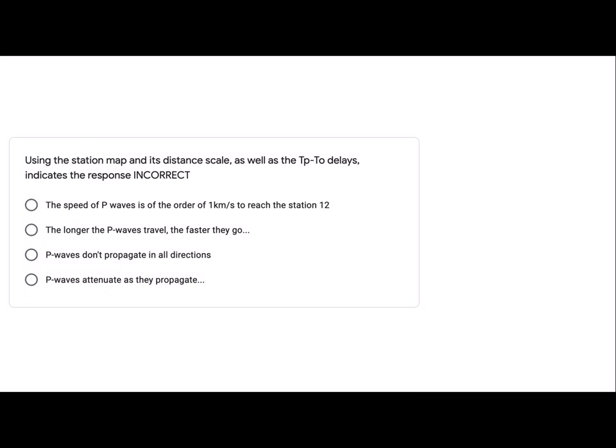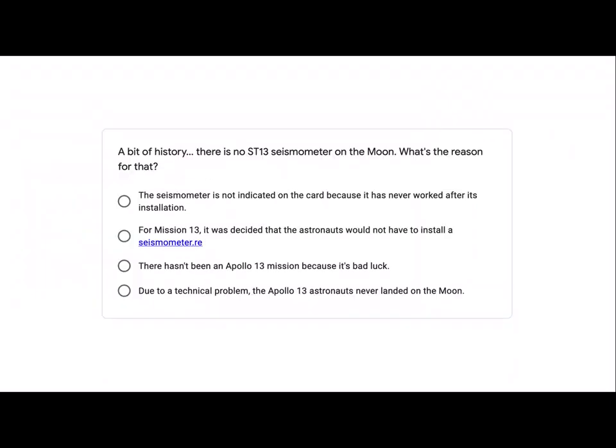Okay, so the only statement that was wrong here is that P waves don't propagate in all directions. And the reason why there is no seismometer from Apollo 13 is because that mission never landed on the moon.